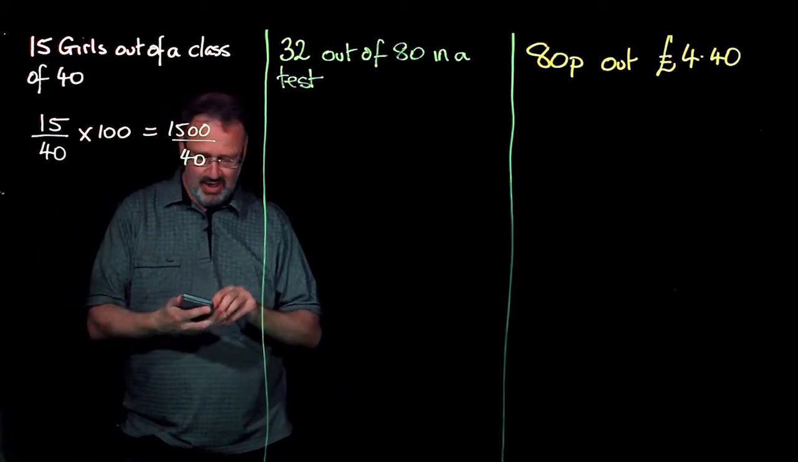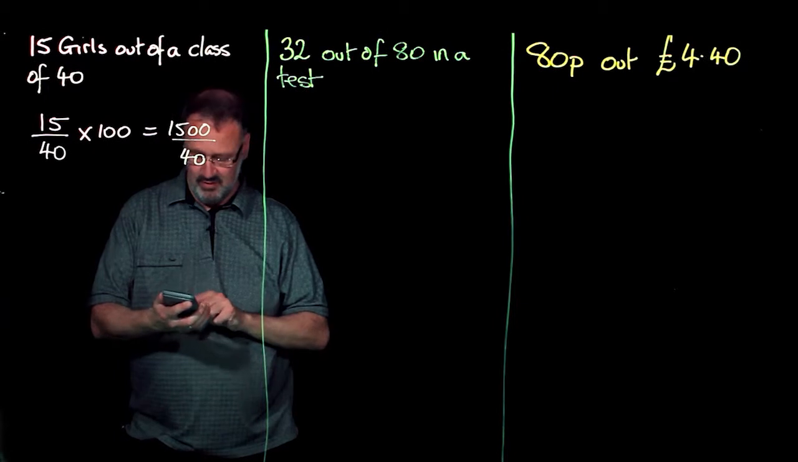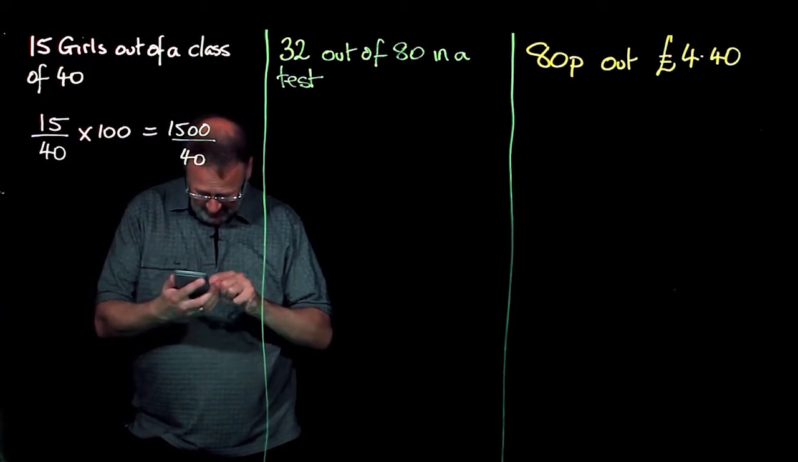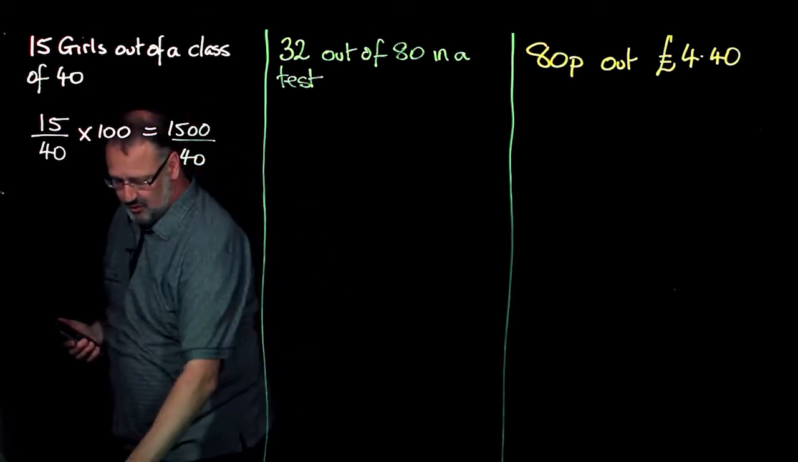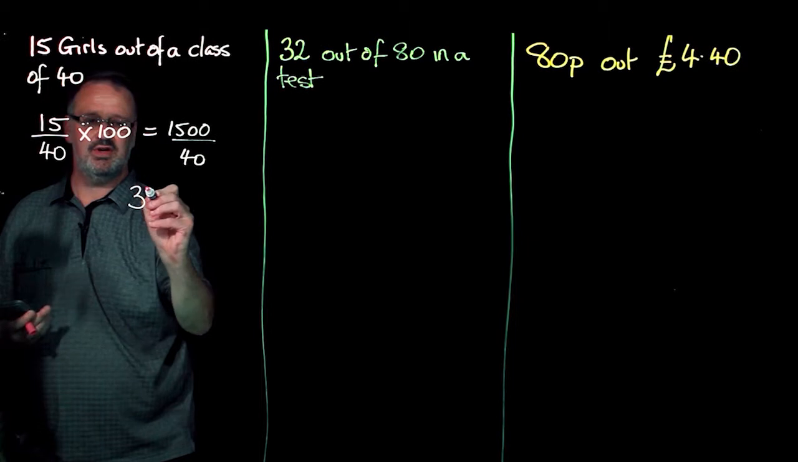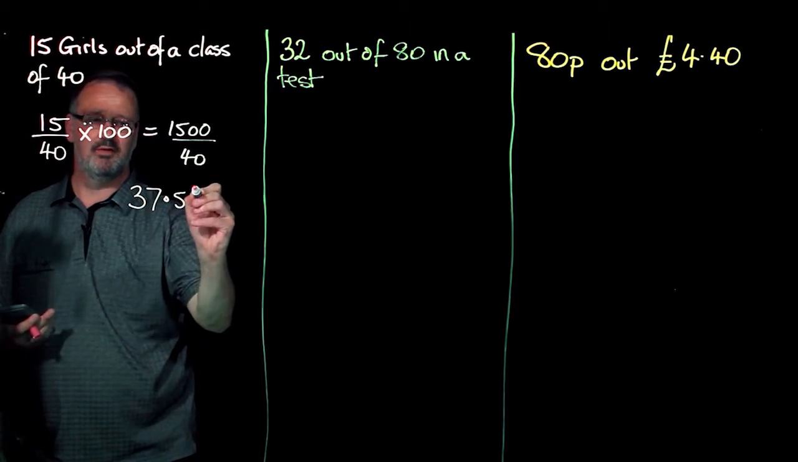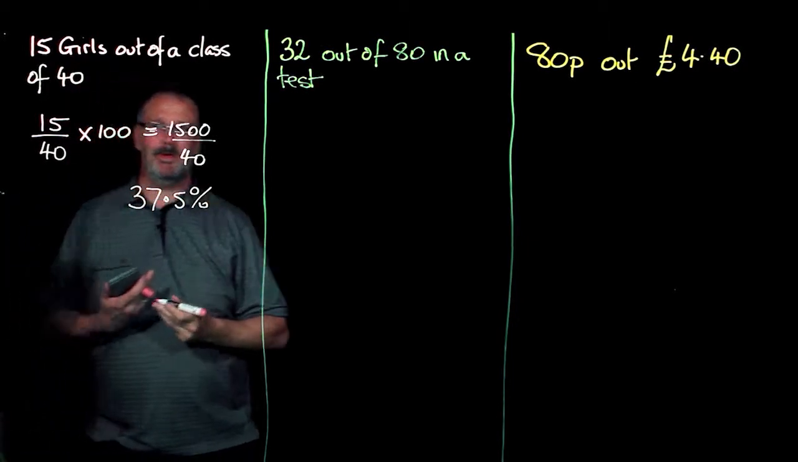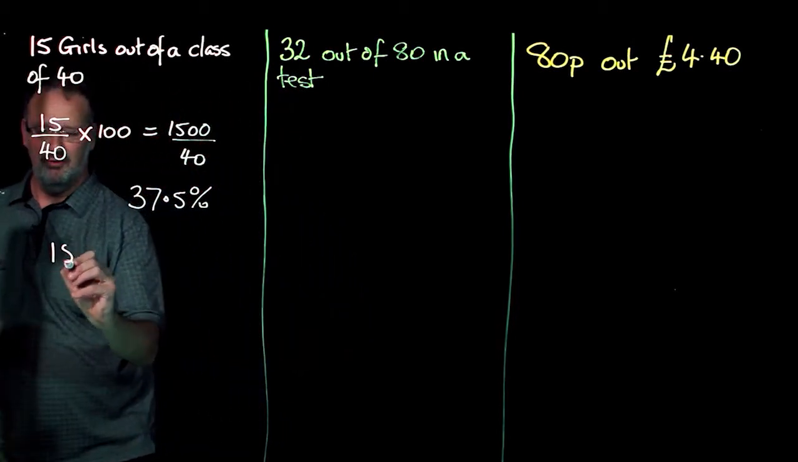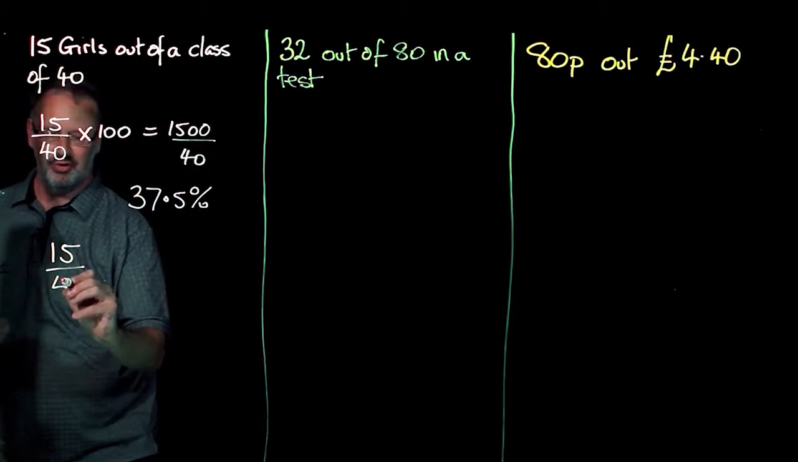Here I have one to hand. 1500 divided by 40 equals, and I have 37.5. So I can say this is 37.5%.